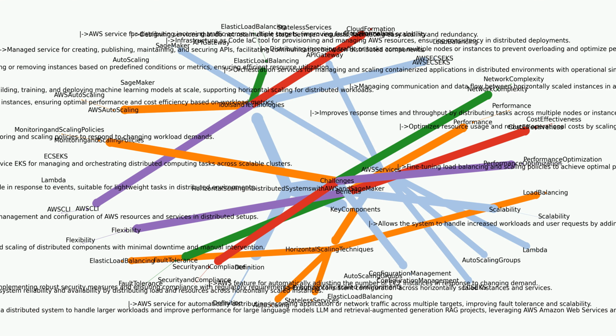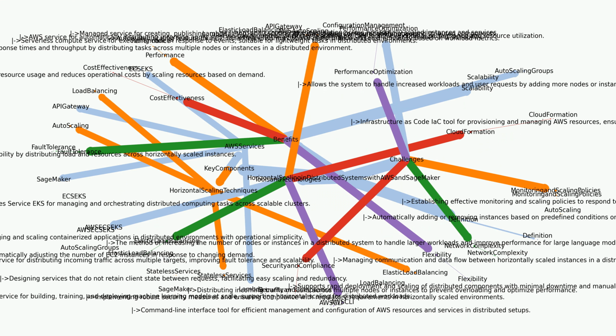Key components: AWS Services. SageMaker, a fully managed service for building, training, and deploying machine learning models at scale, supporting horizontal scaling for distributed workloads. ECS/EKS, Elastic Container Service (ECS) or Elastic Kubernetes Service (EKS), for managing and orchestrating distributed computing tasks across scalable clusters.